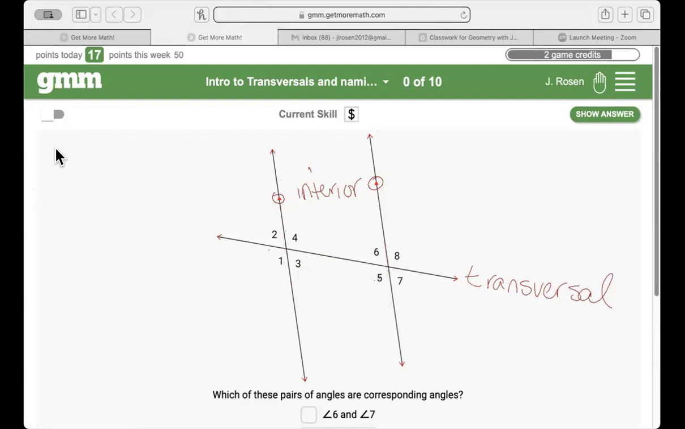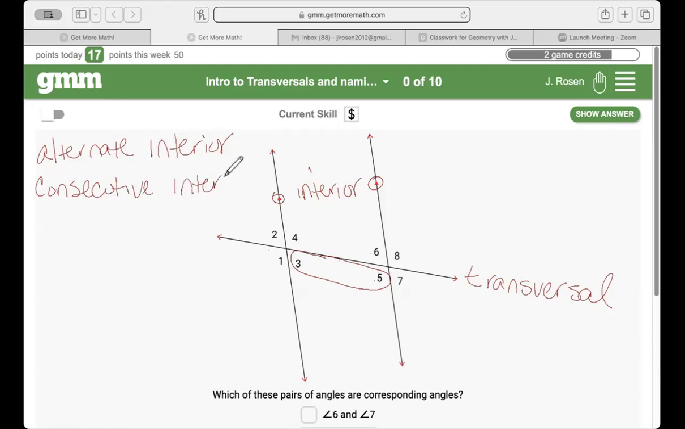But then we can also have consecutive interior. Consecutive just means that they're on the same side of the transversal. So I'm going to come over here and put some information on here. Alternate interior: again, opposite sides of the transversal. Or consecutive interior, meaning the same side of the transversal in the middle of the two parallel lines.